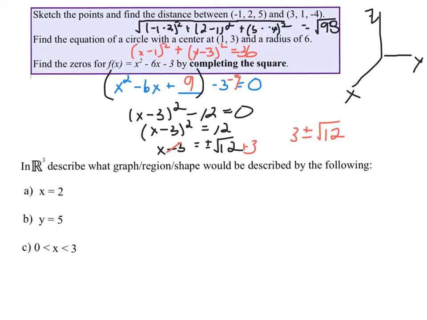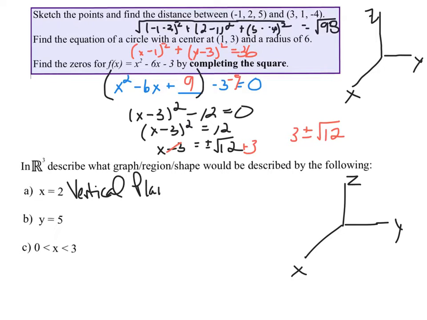Okay? Finally, in three-dimensional space, describe the graph, region, or shape. Well, this first one, x equals 2. So remember again, let me just draw another quick little sketch here. We've got x, y, and z. Let's talk with a pointer about what these would look like. If x was 2, so we come out along the x 2 units, this would simply be a vertical plane that passes through x equals 2. So I'm going to write a vertical plane through x equals 2.